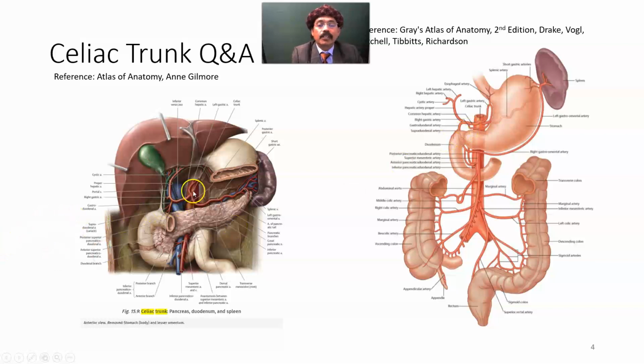Again, we have got the celiac trunk, the left gastric artery. Okay, this is the gastroduodenal artery. Here we are looking at the right gastric artery coming out of the hepatic artery proper. But the hepatic artery proper is the continuation of the common hepatic artery after branching of the gastroduodenal artery. So distal to the gastroduodenal artery, it is the hepatic artery proper.